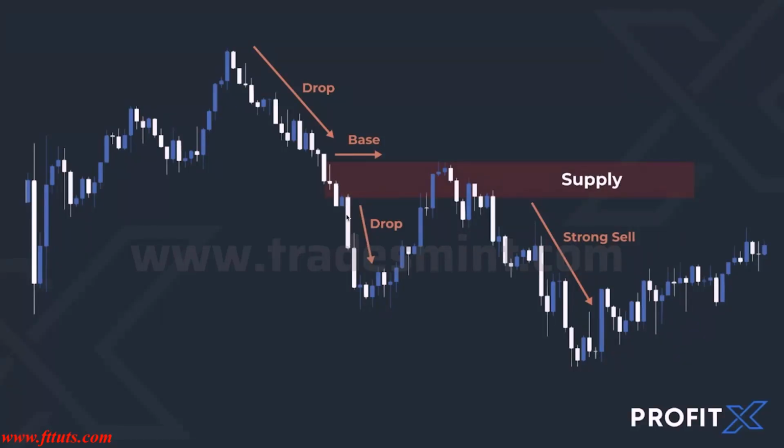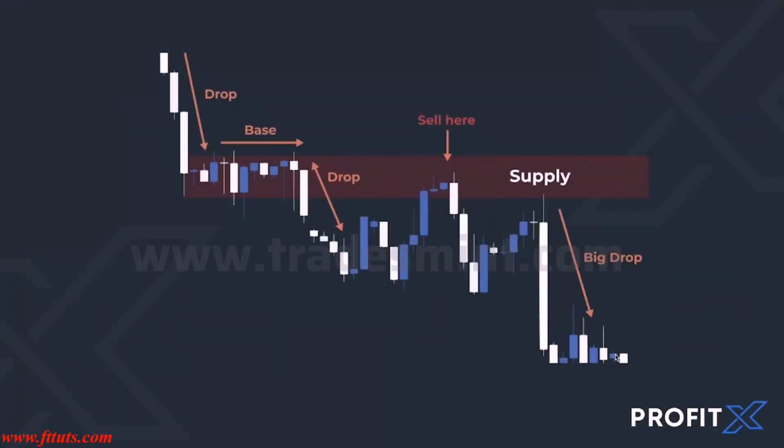But once price breaks down with a strong drop, then that is our indication that there's a strong possibility when price rises back up, that seller that sold here aggressively more than likely wants to sell more of their position, liquidate more of their position. So we'll be looking for the strong sell. Now, let's look at another drop, base, drop.